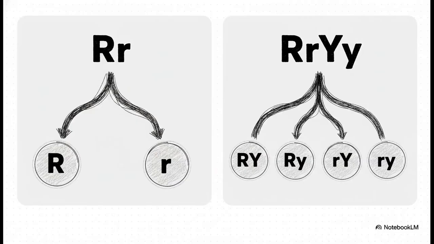Okay, this right here is the absolute key difference. A plant that's heterozygous for one trait, like uppercase R, lowercase r, can only make two kinds of gametes. But our dihybrid plant, that uppercase R, lowercase r, uppercase Y, lowercase y, can make four possible combinations. You could get uppercase R, uppercase Y, uppercase R, lowercase y, lowercase r, uppercase Y, or lowercase r, lowercase y.